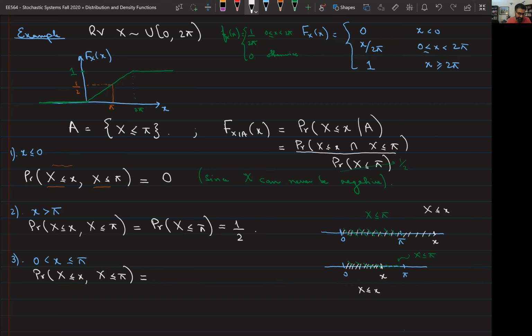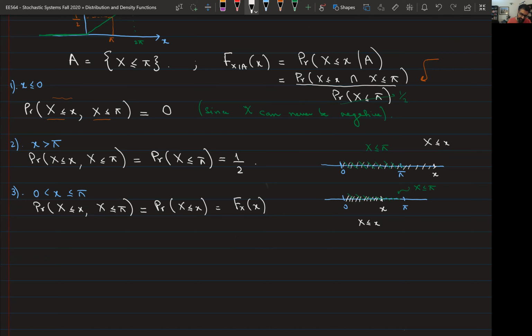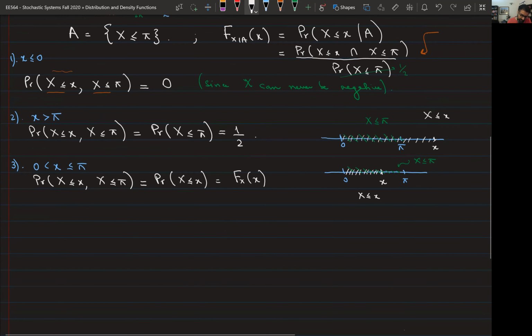All right. So this is just simply equal to the probability that capital X is less than or equal to small x, which is nothing but the CDF evaluated at small x. Right? Now I have all of the information to be able to write out what the conditional CDF is. So my answer is, F of x given A is equal to, and I would have to define three cases here. The first is going to be 0 whenever small x is less than or equal to 0.